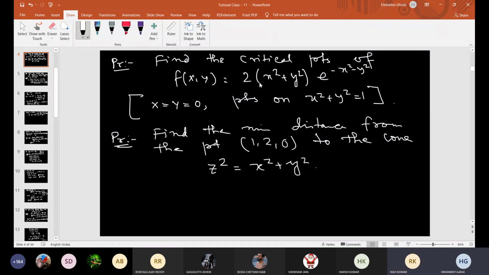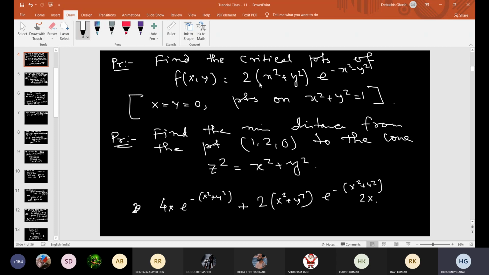So what we are getting is 4x, 2 into 2x, that is 4x. Then you have e to the power minus y square, that is number 1. Then plus 2 into x square plus y square, you have e to the power minus x square plus y square, and for this one you have 2x. Okay. So all these things you have in this expression, minus 4x, no, sir. Why that minus? Minus x square, equal to minus 2x. In the second term, 4x, that will be minus 2x because e to the power minus x square is there.